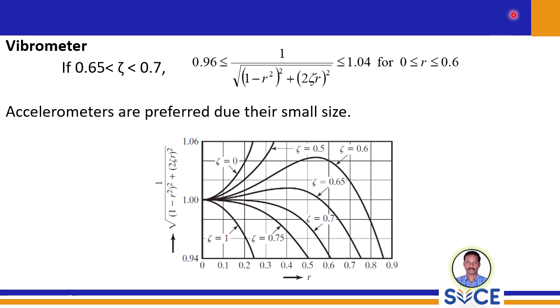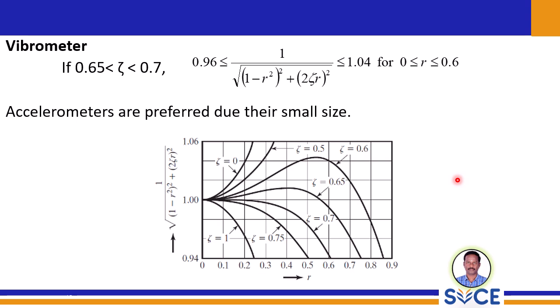As we briefly touched on, in the low frequency range the output of the seismic instrument can be proportional to the acceleration of the vibrating body itself. Accelerometers are preferred due to their small size. This is a significant advantage in many applications. Achieving a very low natural frequency, which is ideal for a vibrometer operating at higher frequencies, often necessitates a larger mass or a very soft spring, leading to bulkier devices.